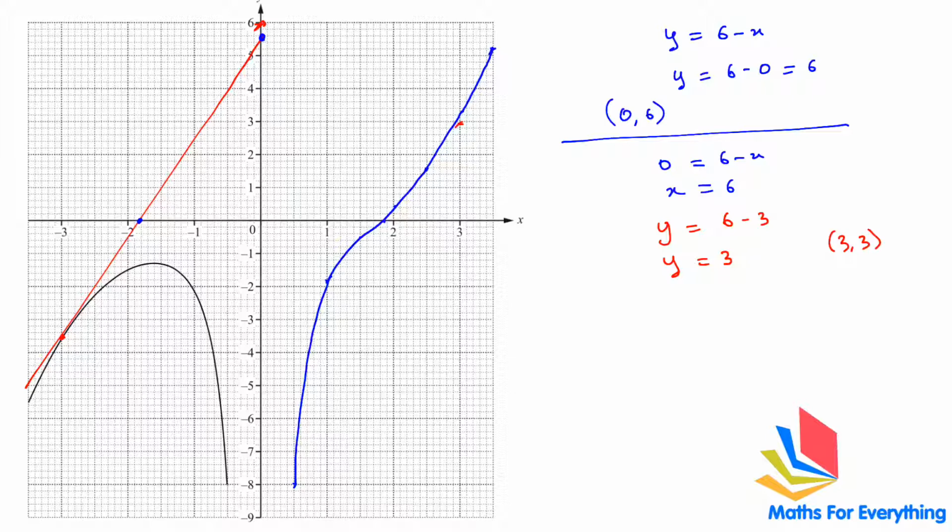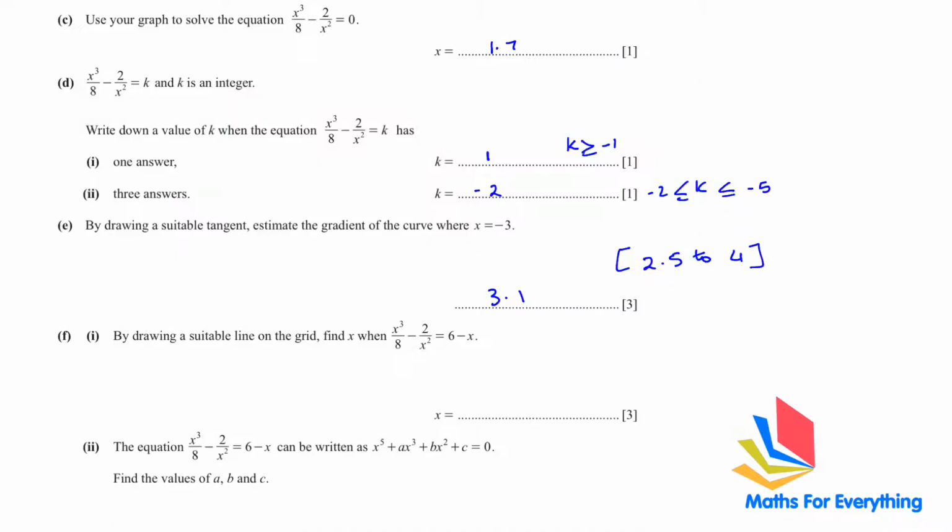I can draw that line now. And let's see where it cuts the graph. So this is the tangent, the line that I have drawn, y is equal to 6 minus x. It cuts our graph at 2.9. So x is equal to 2.9. Again, you have been given the range from 2.85 till 3.